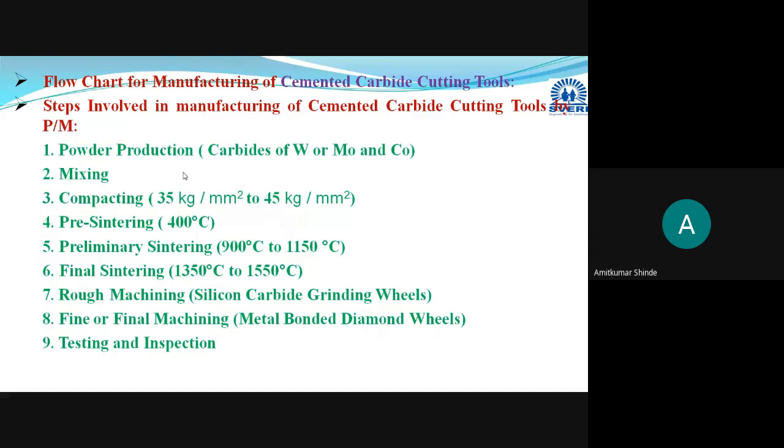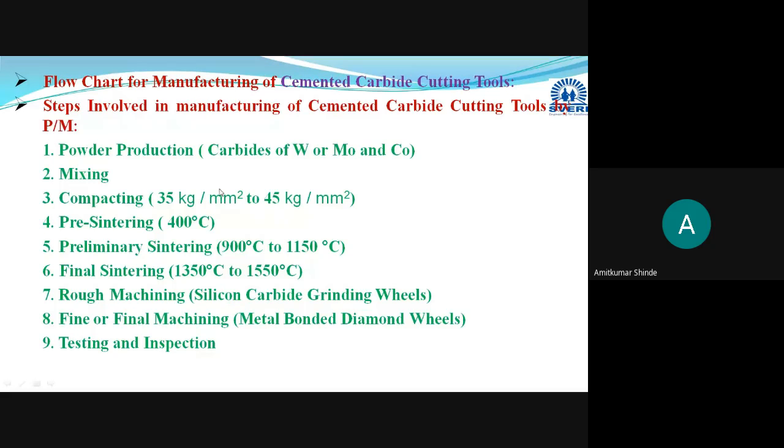Here this compacting stage involves three stages, that is filling, pressing and ejection process. And while pressing, the pressure used should be in the range 35 kg per millimeter square to 45 kg per millimeter square. Okay, compacting you have to do using pressure values within this range only.